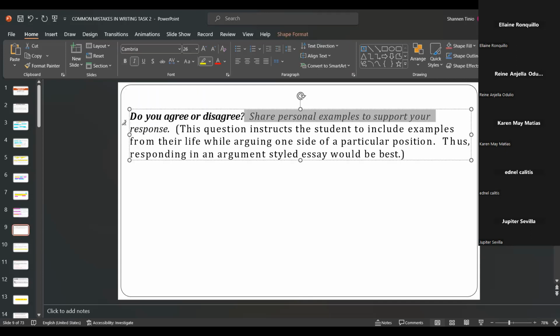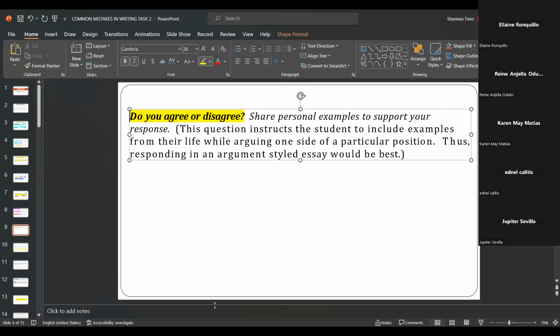Ito yung kanina ko pang sinasabi. Do you agree or disagree? I always say this on our one-on-one coaching classes. Pag may tinanong na question that requires you to choose between agreeing or disagreeing, hindi ka para pumagitna. Kaya nga, agree or disagree question eh. Because gustong malaman ng examiner ano talaga yung opinion mo. Okay? At hindi ka magsasalawahan. You have to take a stand.